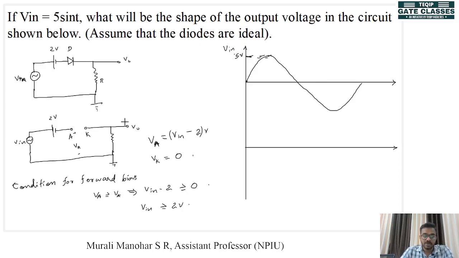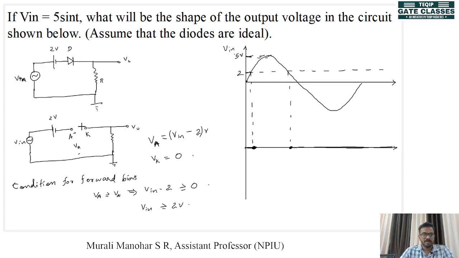So when the diode is turned on, what will be the value of V out? The first condition is that until V in is equal to 2, the diode is not getting turned on. So until this point, our output will be 0. And after this point also, the output will be 0. So what happens in between these 2 points, that is, when the input voltage is greater than or equal to 2 volt?